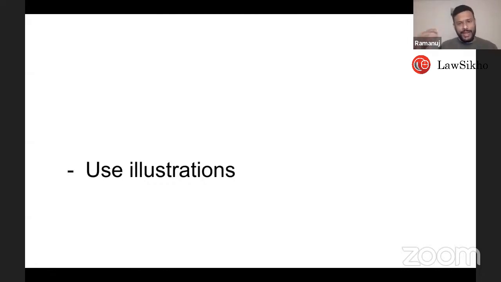Use illustrations. And the next point is, what are the alternatives to democracy? I can say, okay, there is theocracy, there is monarchy, and so on. And I can say I have examples of each of these things also. So that is another way. Using illustrations is a very good idea.